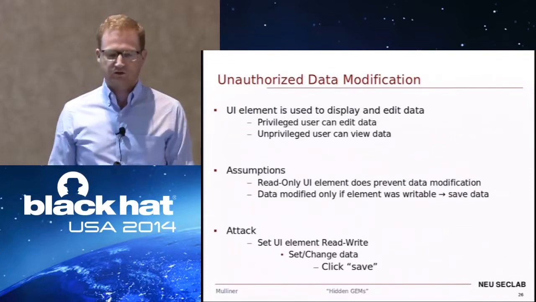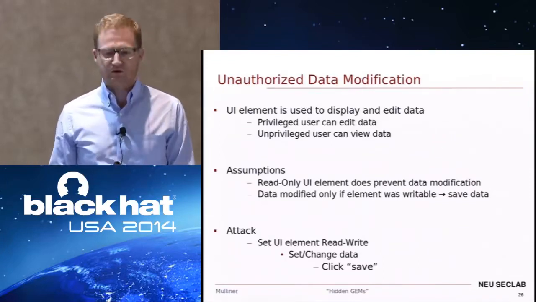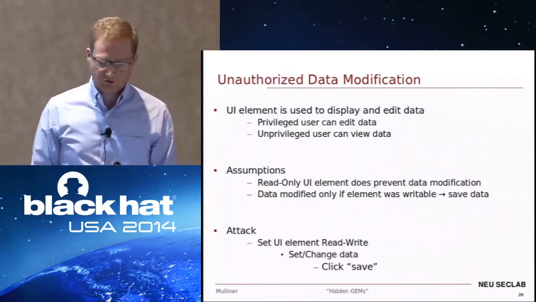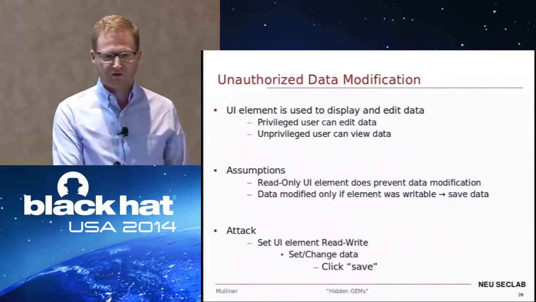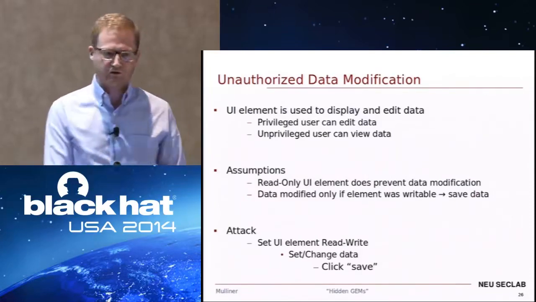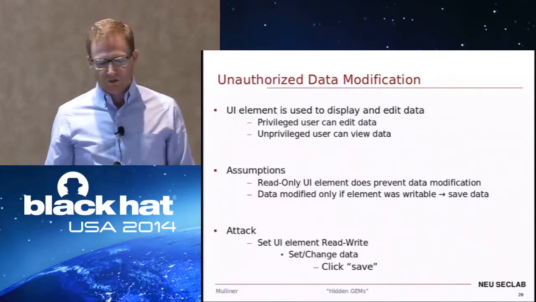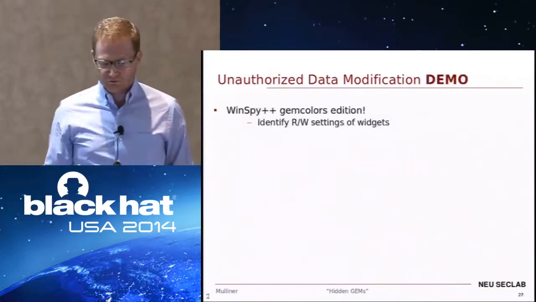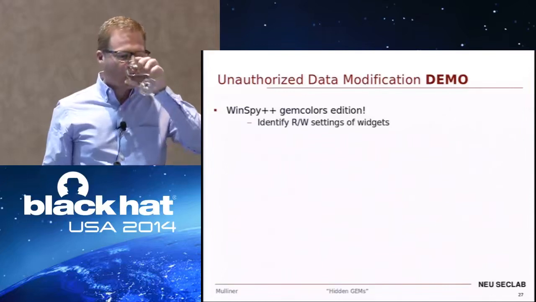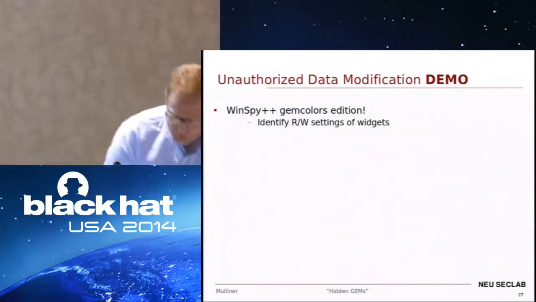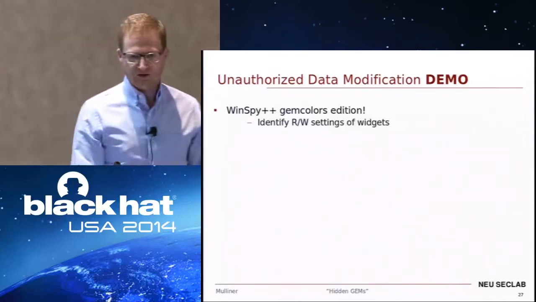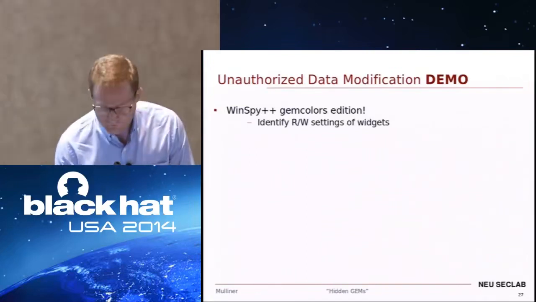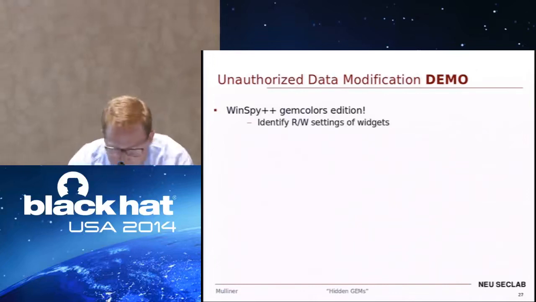So the attack would be you change the value of the read-write setting or just change the data directly, depending on how the UI framework works. And then you just click save, or maybe enable the save button first and then click it. And with this you can get some nice write privileges. So I'm going to first show you how to really easily discover this just by looking visually at the application. So we made a tool.